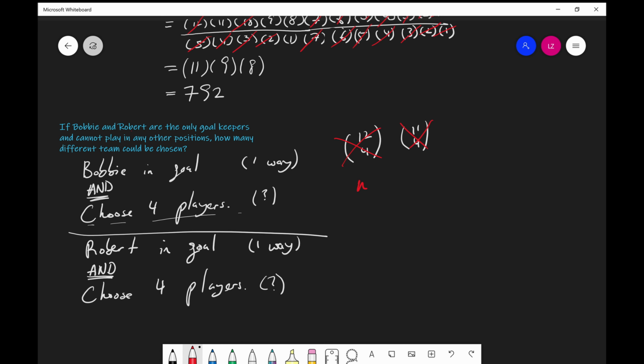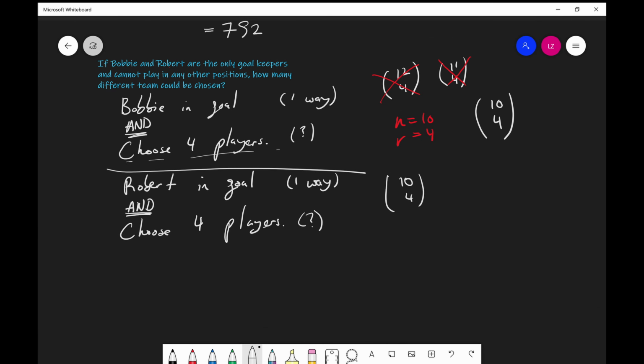So N equals 10, R equals 4. In this first scenario, you need to do 10 choose 4. And in the second scenario, it's the same deal. You have 10 players to choose from, and you need to choose 4. So it's 10 choose 4.